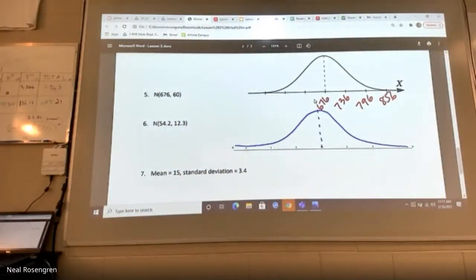Listen, and seriously, unit 2, all of it, normal distribution. We're going to see these bell curves a lot. So here's tomorrow.